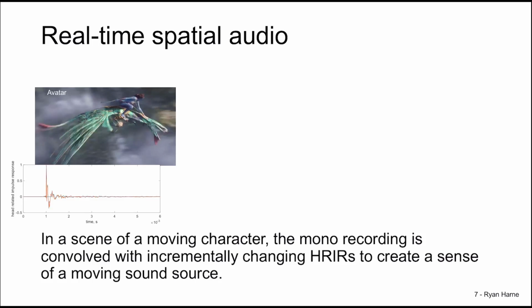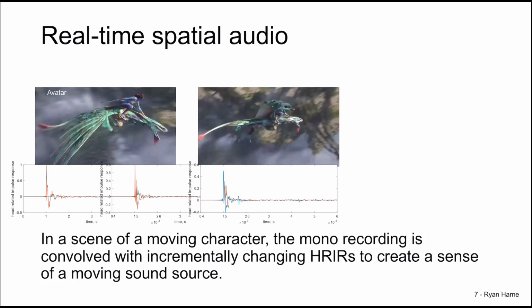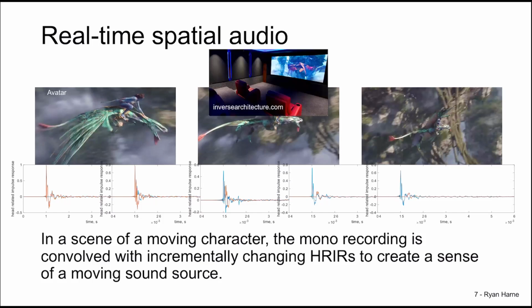So as the characters are flying in this Avatar scene, various HRIRs denoting the different spatial positions of the figure in the video are convolved with the mono recordings, which, when played back on speakers, help audiences experience a sense of immersion with the scene itself.